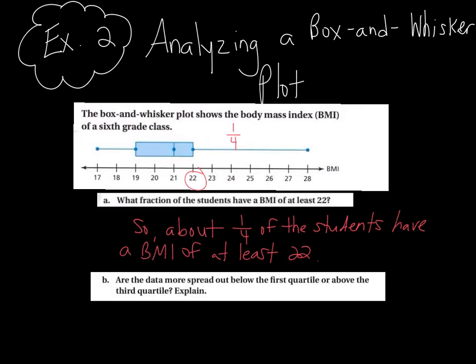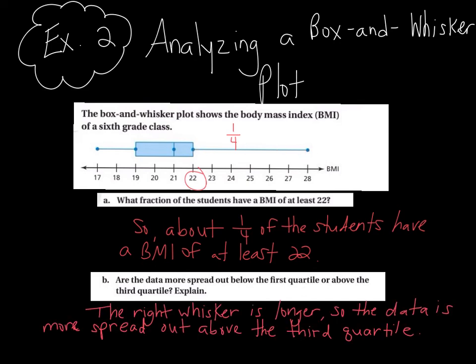The second thing that we're being asked to look at is, are the data more spread out below the 1st quartile or above the 3rd quartile? And then they want us to explain it. Below the 1st quartile would be down here on this left whisker. Above the third quartile would be on this right whisker over here. And we can see this right whisker is clearly longer, which means that the data is more spread out.